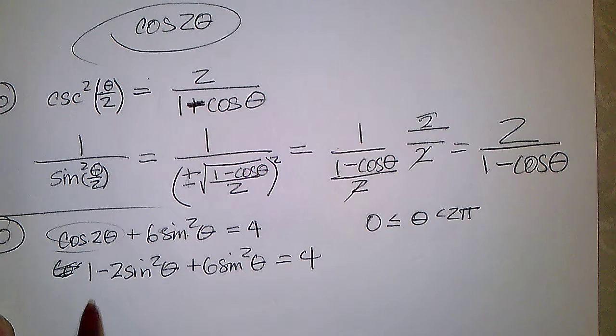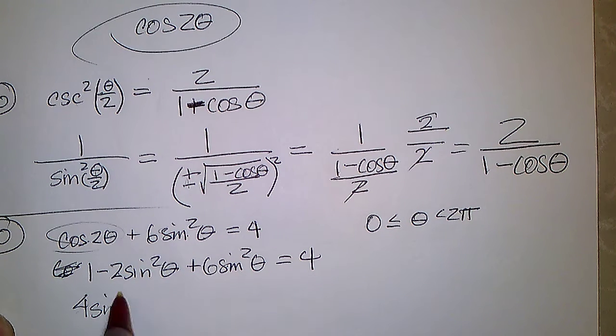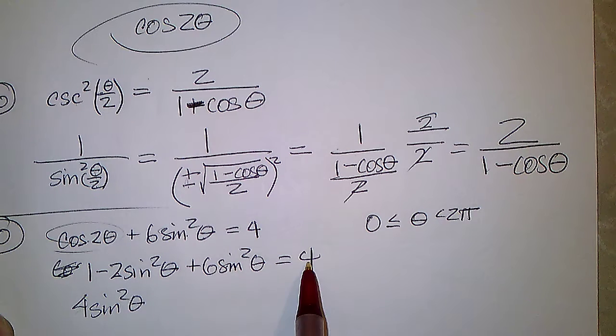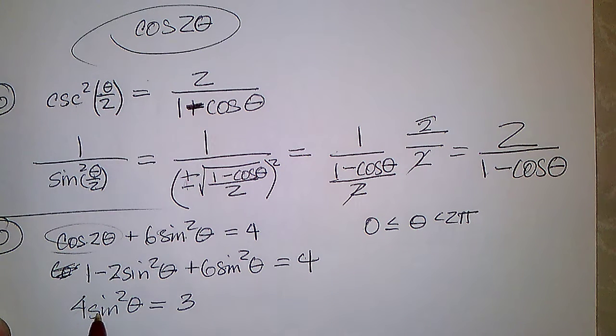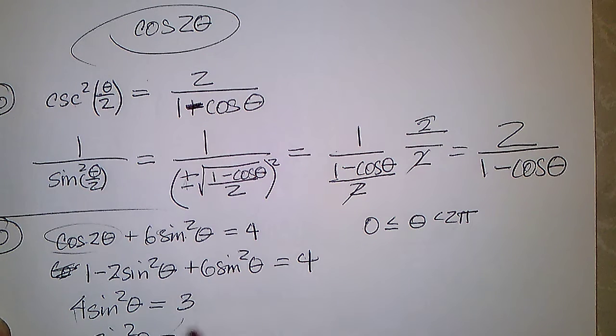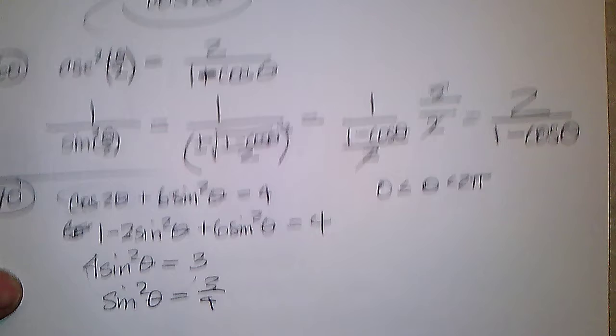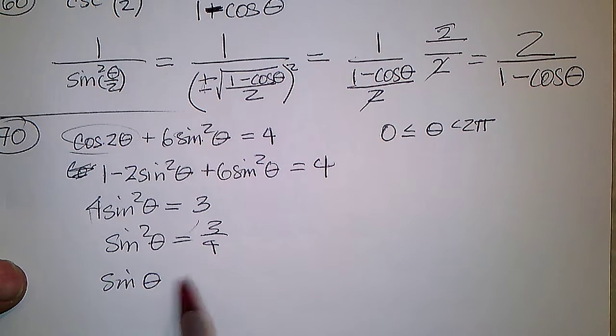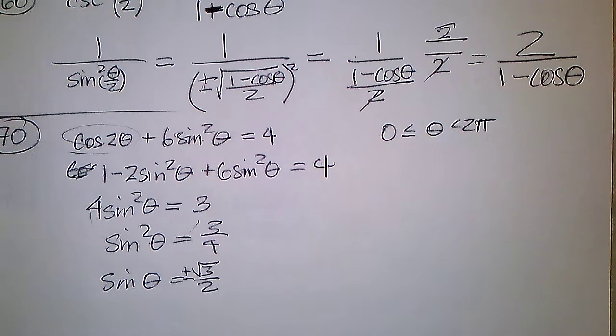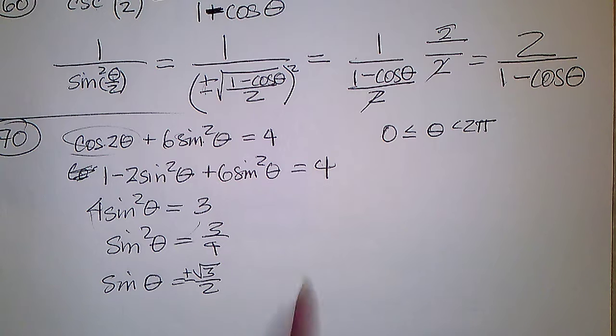So these would make 4 sine squared theta. And if I subtract 1 from both sides, I would get 3. And if I divide by 4, I get sine squared theta equals 3/4. And then if I take the square root, I get the sine of theta equals plus or minus square root of 3 over 2. That's a special angle, so that's going to be pretty easy.